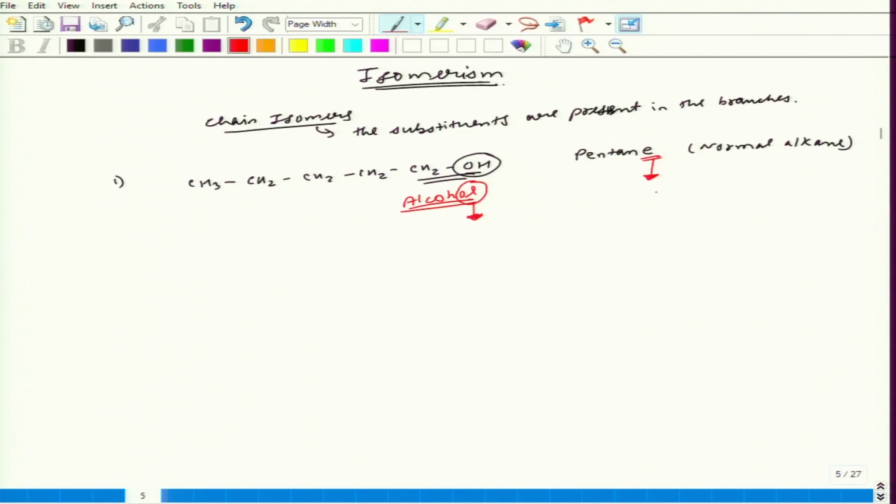So, the name will be: replace this E by OL, and also indicate the position on which the functional group is present. The numbering can be 1, 2, 3, 4, 5, or it can also be 1, 2, 3, 4, 5. So, which one is correct? If you go by this direction, this will be the wrong one, and this is the right one.